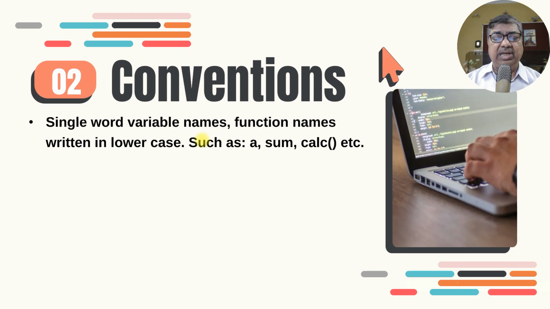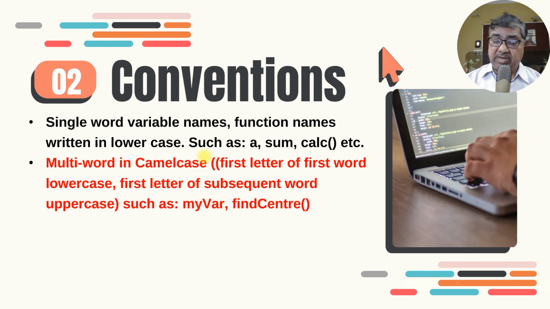You can write capital A is equal to 1, but this is a convention. And if it is a multi-word name like myWhere, where there are two words, my and where, the first letter of the second word will become capital. Like findCenter. The first letter of the second word has become capital. This is known as camel case. Okay. This is also a convention.